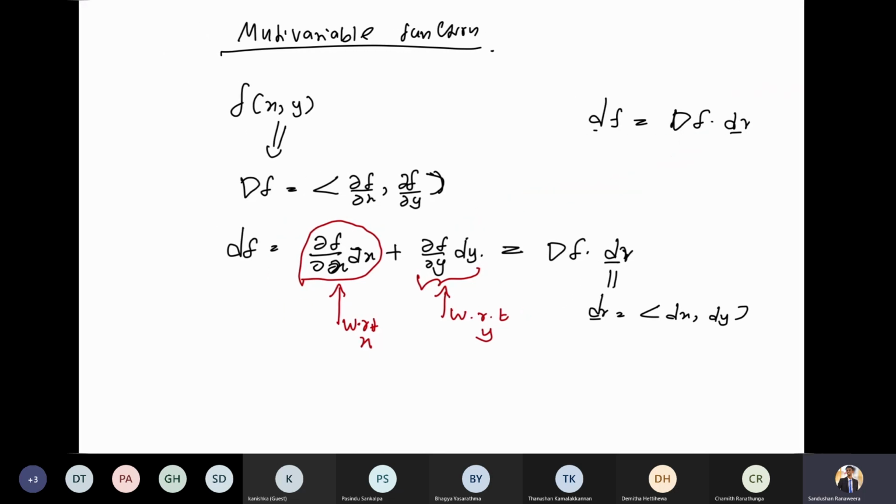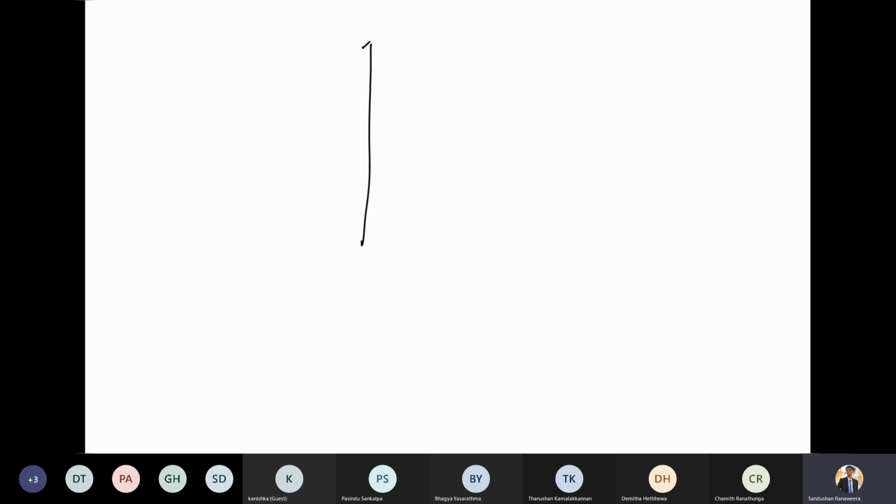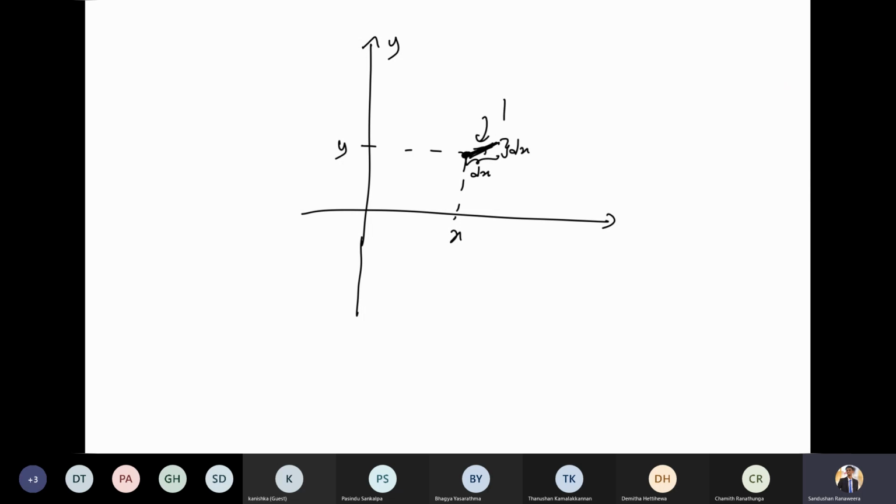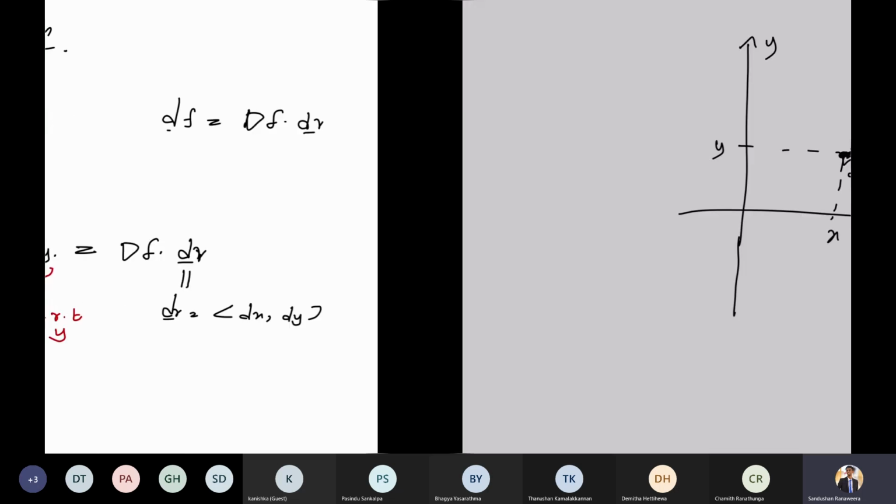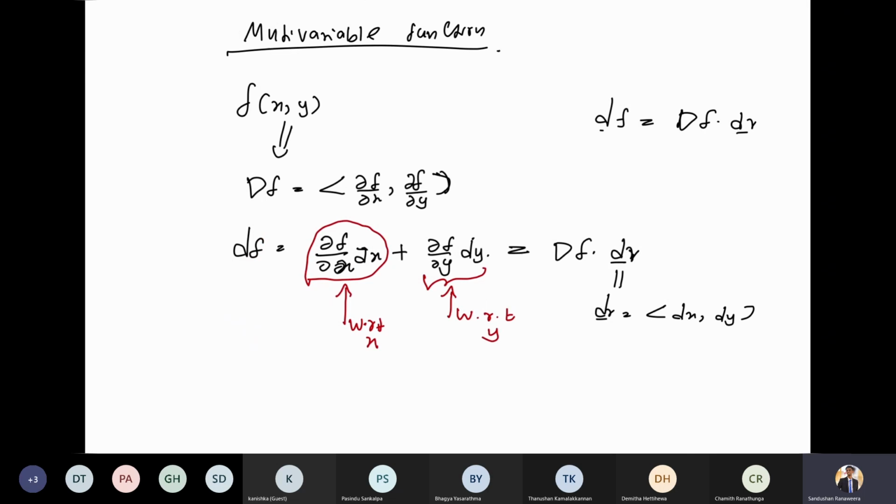Let's say I draw my xy plane for clarity. You have a point x, y where you are evaluating your function. If you move a very little bit in some direction, you can take this distance as dx, and this distance as dy, and you can represent this vector as dr. This is what this all means. You move a little bit away from your point x and y and evaluate the change of your function, and you can define it in this way. I think I explained it in a very illustrative manner in my gradient video, so you can watch it there.